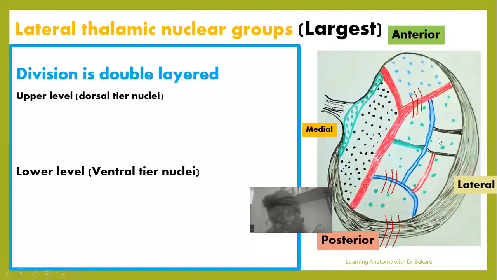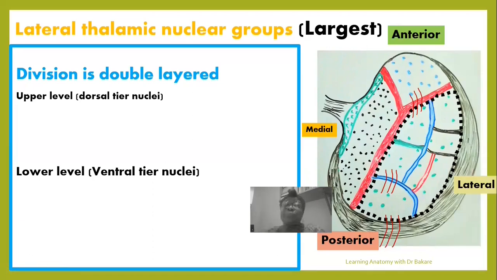So if you look at this region, this is where we have the lateral thalamic nuclei, carved out in dotted black. If you look at this configuration, you see that it is designed like a double-layered structure. You have a collection of nuclei at the upper part, and another group at the lower part. The group of nuclei in the upper part are referred to as the dorsal tier nuclei, while the group at the lower part are referred to as the ventral tier nuclei.